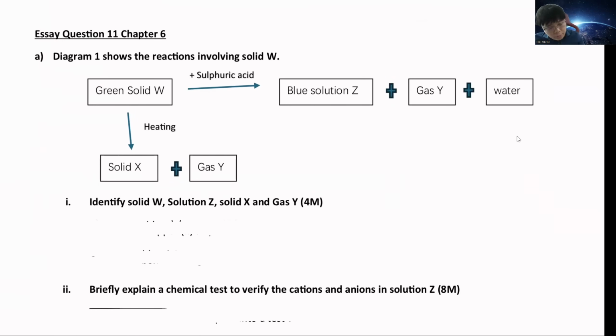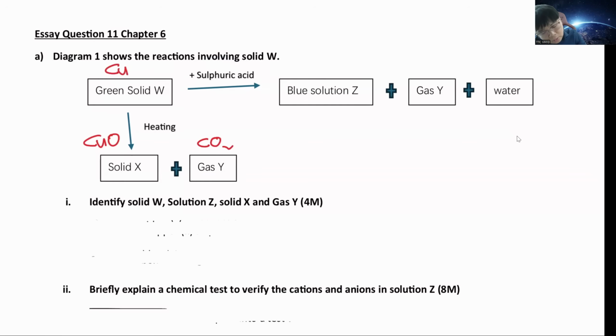Okay, so now I show you a question that is almost similar to the actual question. Technically you can memorize the answer here, and you will get 20 over 20 for your question 11. So first thing, green solid, you heat it, it becomes blue solution. Whenever you write with sulfuric acid, it becomes blue solution. Whenever you see blue solution, you know there's copper in it.